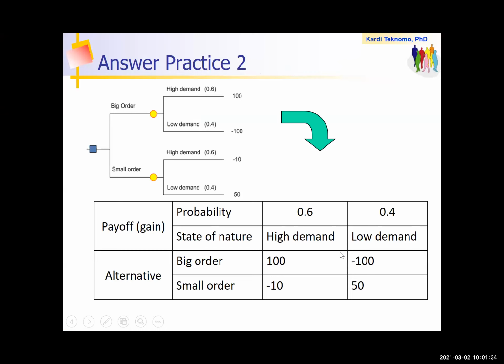Right, this is the result, right? So based on this decision tree, you can easily put it into a payoff matrix. Why? Because the probability of high demand and low demand, the states of nature in this case, are the same, right? But if you put it different, then you cannot make a payoff matrix anymore, meaning that your decision tree is too complex already for a matrix. So what is the meaning of this? Meaning that a decision tree is more general than a payoff matrix.